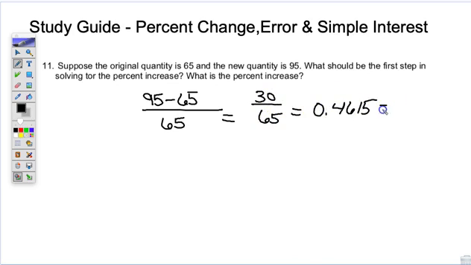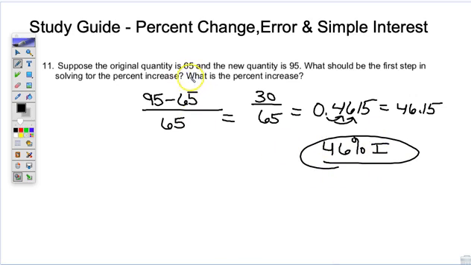So this time we're just going to go ahead and round to the nearest whole percentage. If I move it 2 places to the right, that's 46.15. The nearest whole percentage would be 46%. And it looks like this again is an increase because it went from 65 to 95.